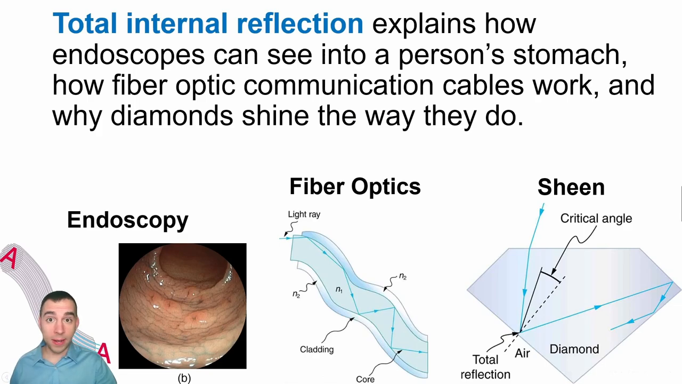Total internal reflection explains how we can use endoscopes to look into a person's stomach. It also explains how fiber optic cables are able to transmit electrical signals and information signals with very little losses. None of the light waves can ever escape these cables. And also, total internal reflection explains why many gemstones have their own special shine.